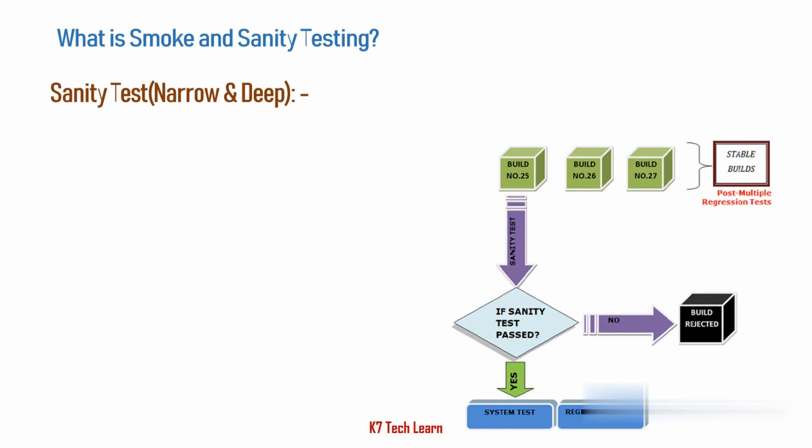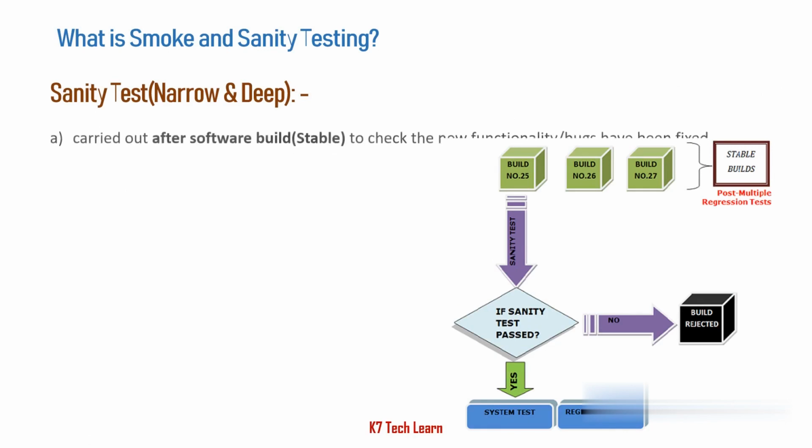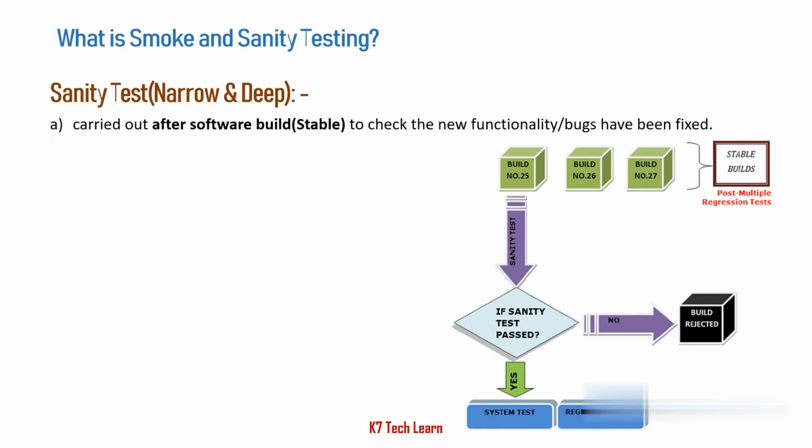Let's discuss what is sanity testing. It is narrow and deep. It will be carried out after software build to check the new functionality and bug fixes in the build. Smoke testing will be performed on unstable builds, and sanity testing will be performed on stable builds.